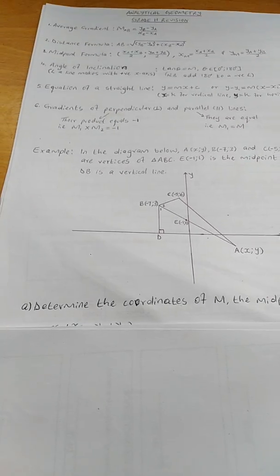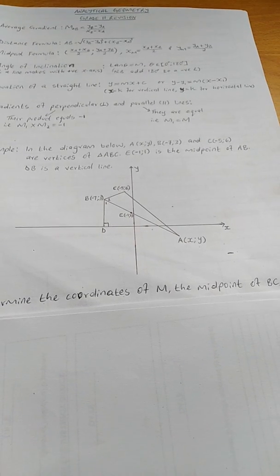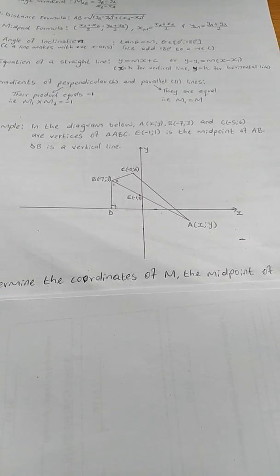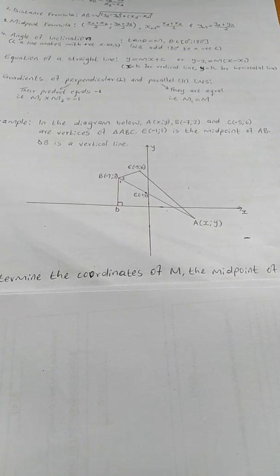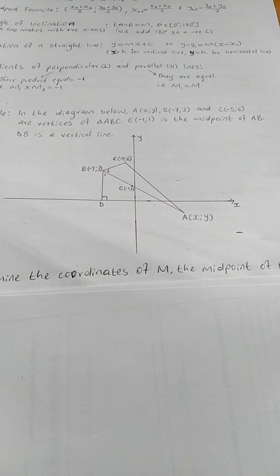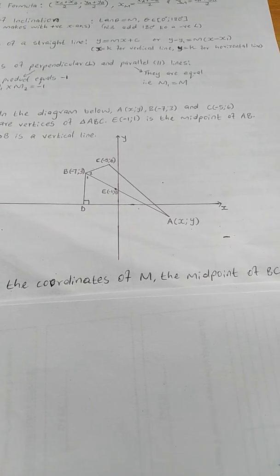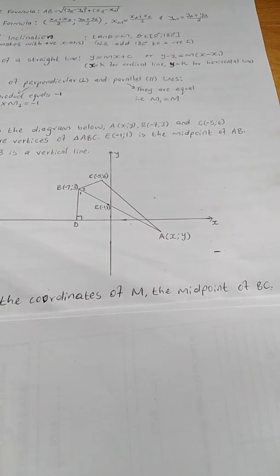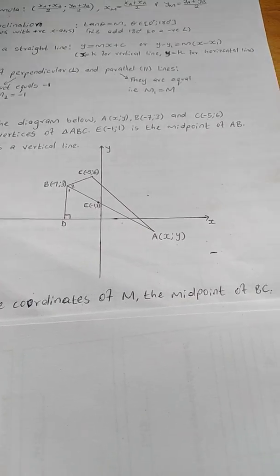Now the first question here says, determine the coordinates of M, which is the midpoint of BC. Now I usually tell my learners to always read this statement completely, try to make sense of the statement, then try to answer the question after having understood.